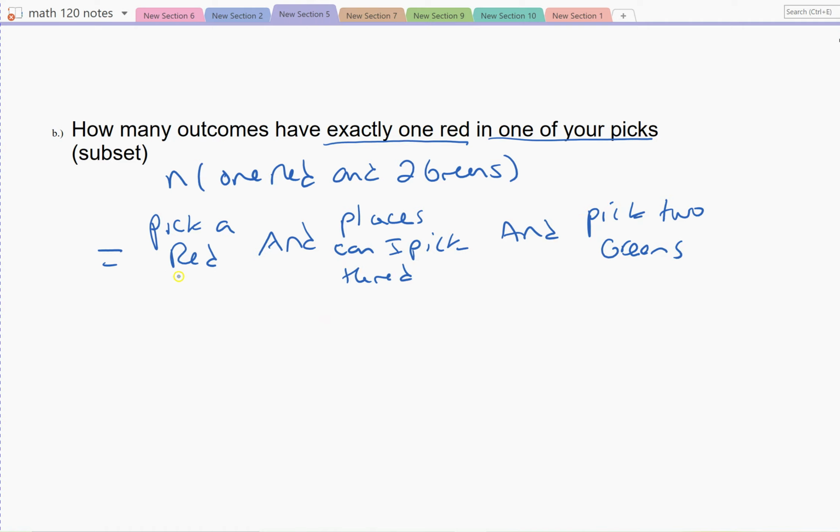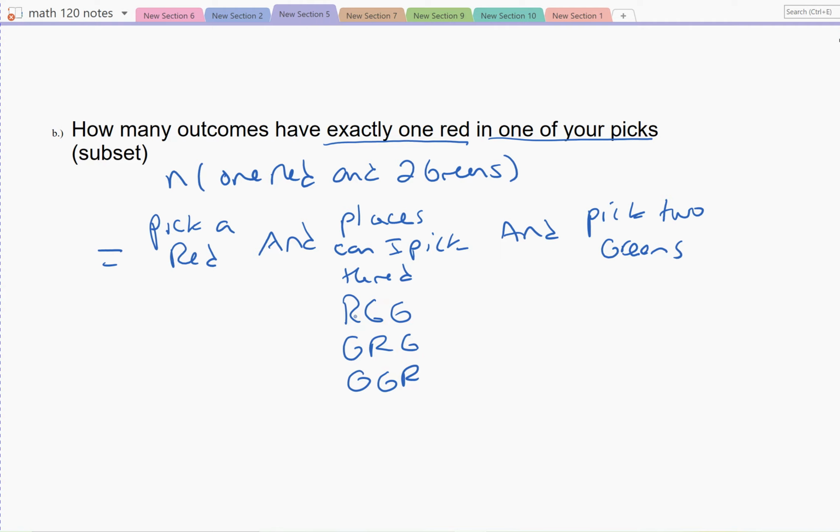Well, picking a red is easy. There are 5 red marbles. How many places can I pick a red? Sometimes it's easy to list it, like we did when we had groups of people together and figured out the places. I can have the red in the first pick and then 2 greens. So I could have red, green, green, or green, red, green, or green, green, red. Right? And so there are 3 places.